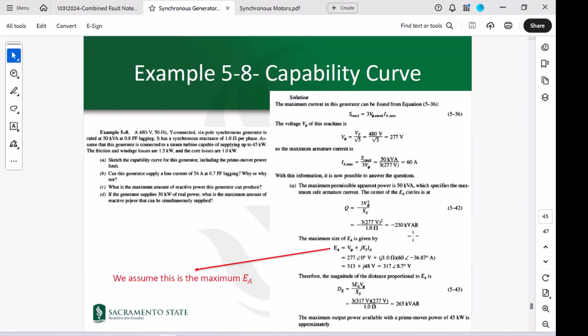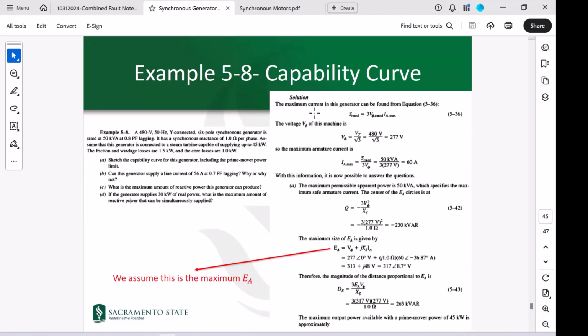We have a 480 volt, 50 hertz, Y-connected 6-pole synchronous generator rated at 50 kVA at 0.8 lagging power factor. The synchronous reactance is 1 ohm per phase. Assume that the generator is connected to a steam turbine capable of supplying up to 45 kilowatts. The friction and windage losses are 1.5 kilowatt, and the core losses are 1 kilowatt. We want to sketch the capability curve for this generator, including the prime mover power limit.